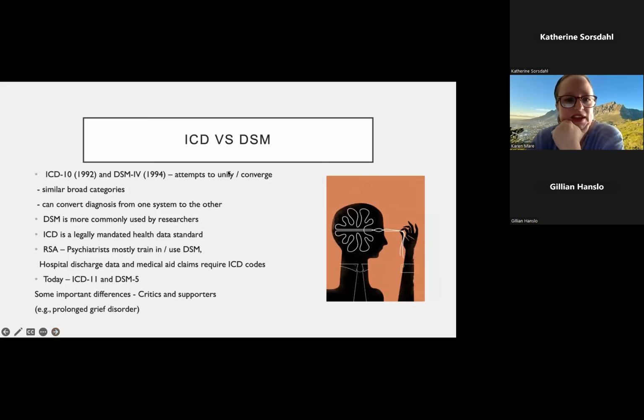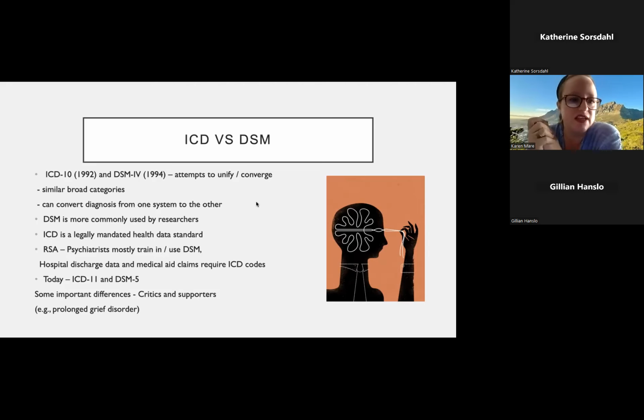And then, so there were 2 systems, and obviously people were communicating with each other. And by the time of ICD-10 and DSM-4, people were convening task groups and saying, should we try and unify these 2 systems, or should we try and converge? Eventually, what happened is they decided we are not going to merge, but we are going to try and have similar broad categories of diseases. And they are written in a way that you can, with a little bit of crosswalking, convert a diagnosis from one system to the other.